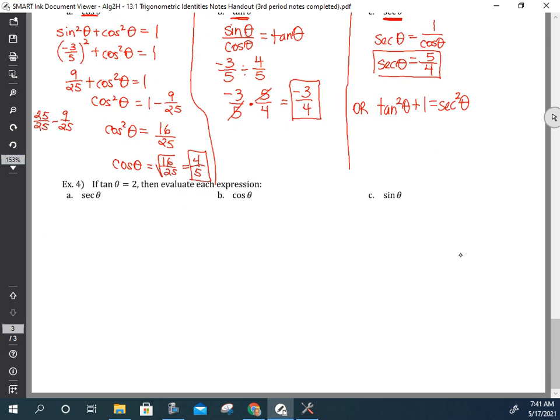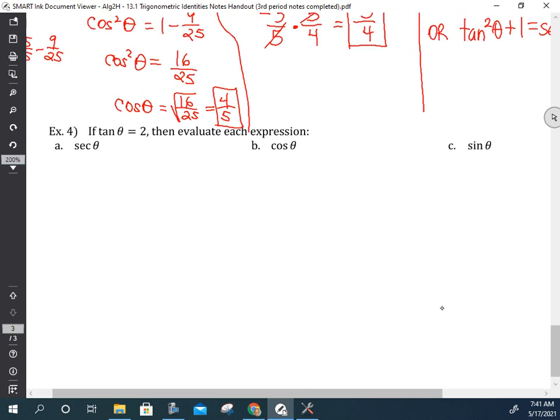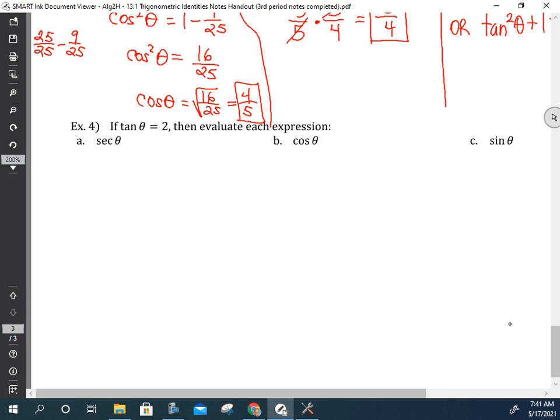So our last example that we're going to look at involves tangent theta equal to 2, and we're going to evaluate each expression. Starting with secant: you have tangent theta equal to 2, and you're looking for secant. The main objective is for you to use a property that has tangent and secant in it. And we just so happen to have tangent squared theta plus 1 equals secant squared theta. So we have one readily available and ready to go.